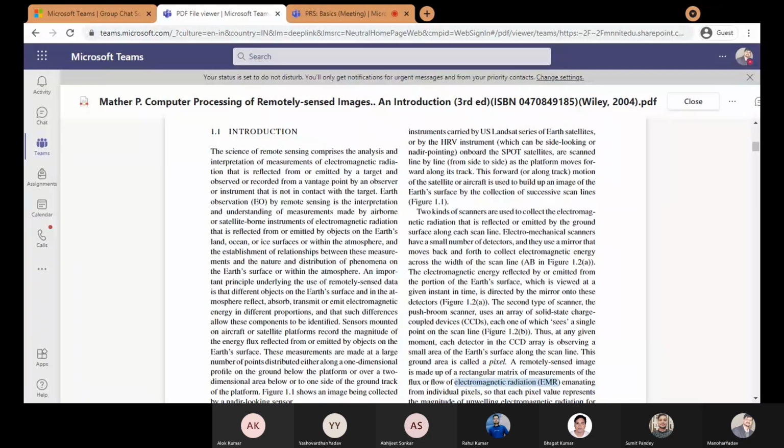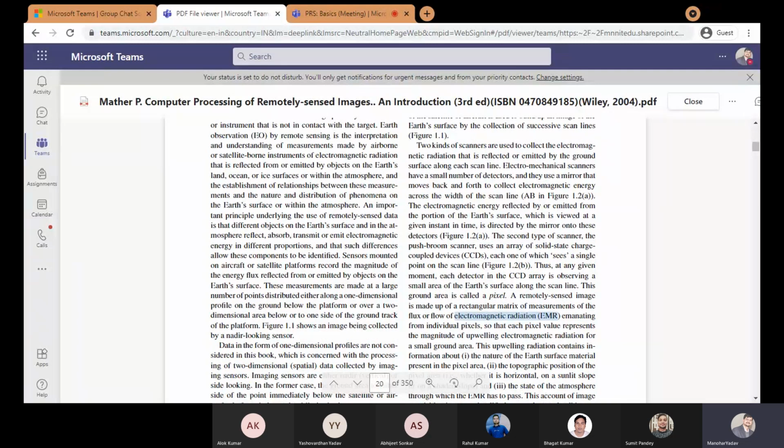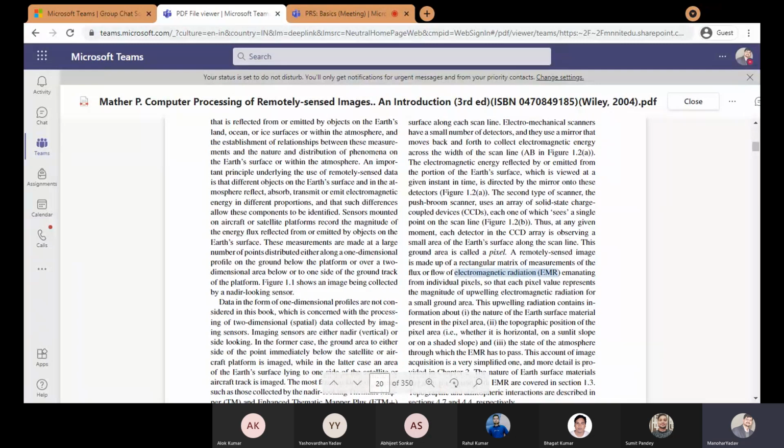So there is a brief discussion on that, and the type of sensors, and the mechanisms through which we acquire the images. So what are the types of sensors? In case of satellite based imaging, how do the sensors move forward so that we can cover the entire globe? Then there is a term pixel.